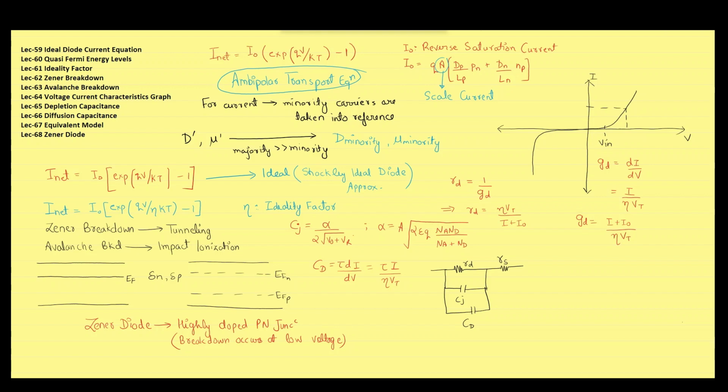Our second unit, PN junction, is now finished. Our next unit is optical devices, in which we are going to discuss four devices: photodiode, solar cell, light emitting diode, and laser.